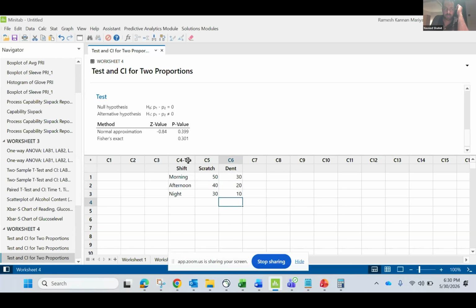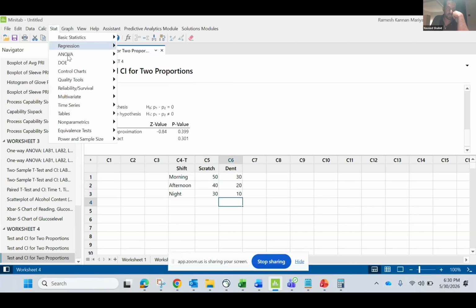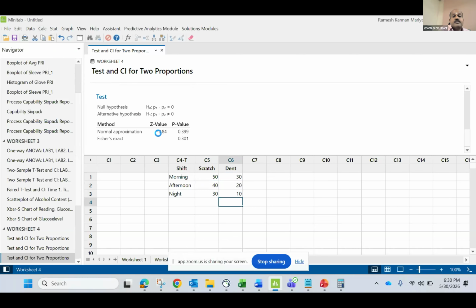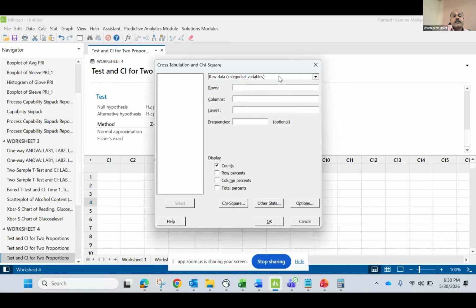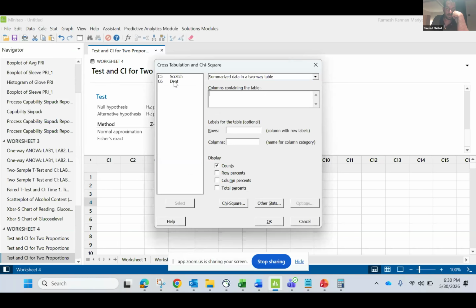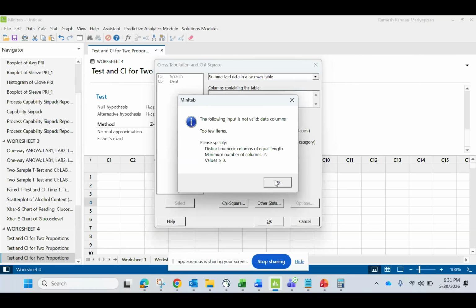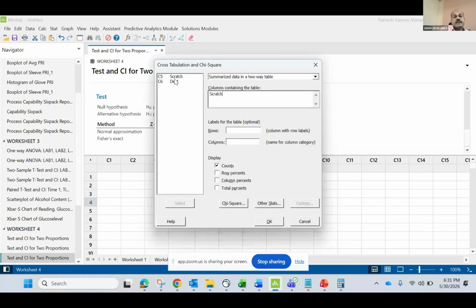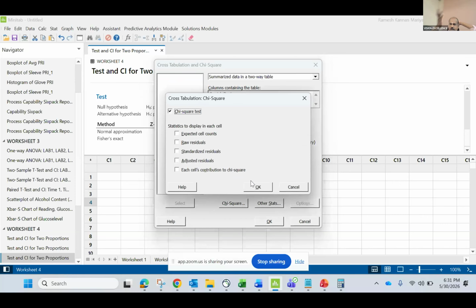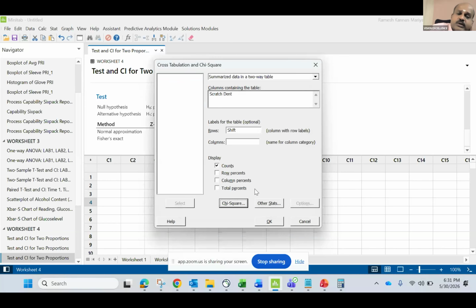Now do the table analysis. This is okay because that is only containing text. If it is numerical data, then you should be careful how this will work. Summary. Now C5, C6, you can select C5, C6. Double click or click to select. Now under rows, you can select the shift and go to chi-square. Enable the chi-square. It will calculate all the formulas we know, but we are making Minitab do it for us.